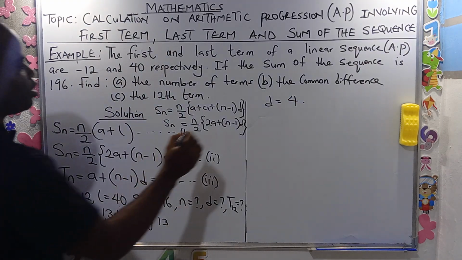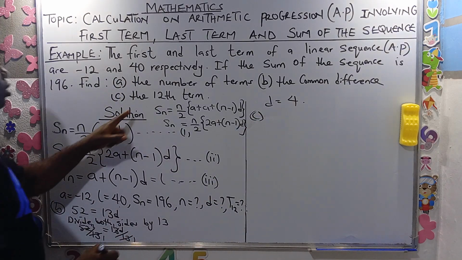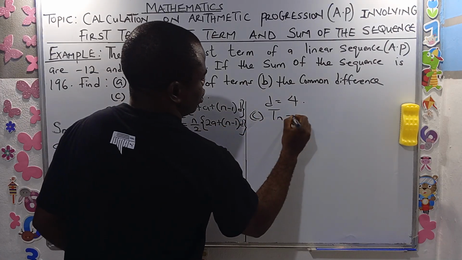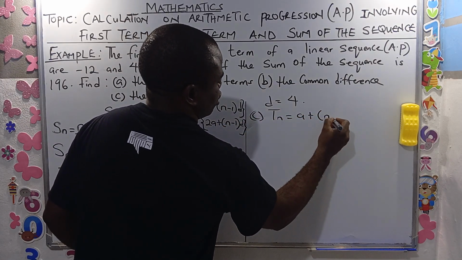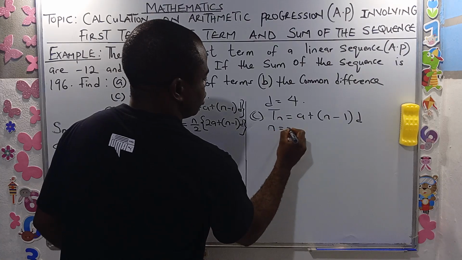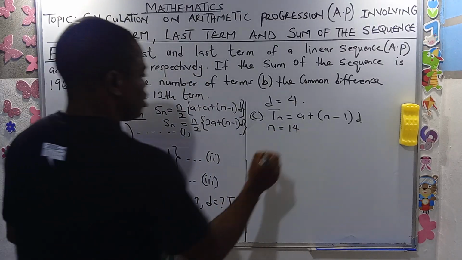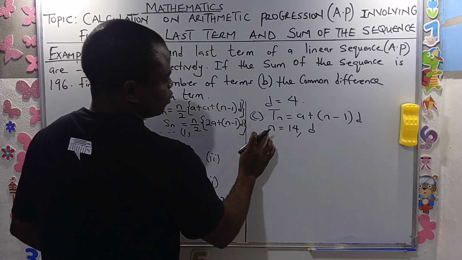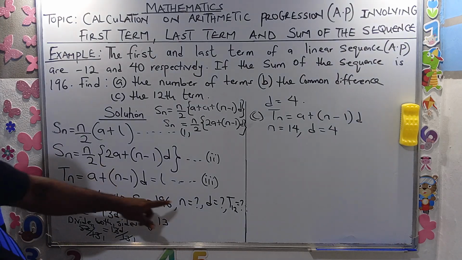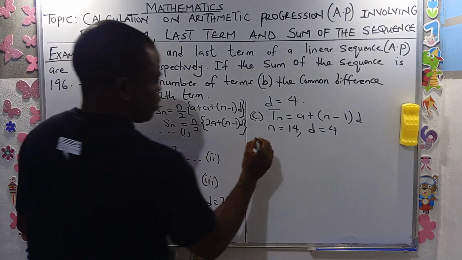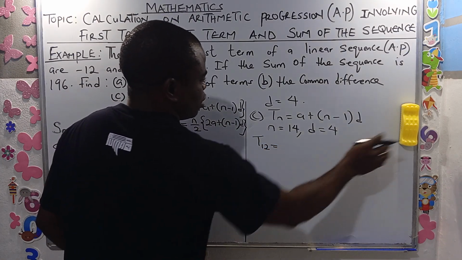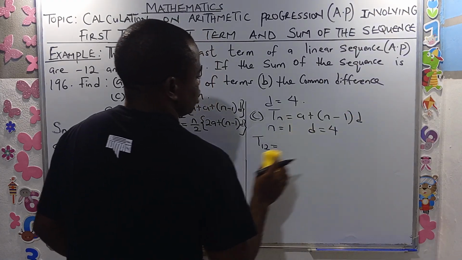That's the second part. The third part, we have to look for the 12th term. We're going to use the third equation, which is Tn equals a plus n minus 1 d. Our n is 14 from the calculation, and our common difference is 4, also from the calculation, and we have to look for the 12th term. Now write T12, because in this case, the n is 12.